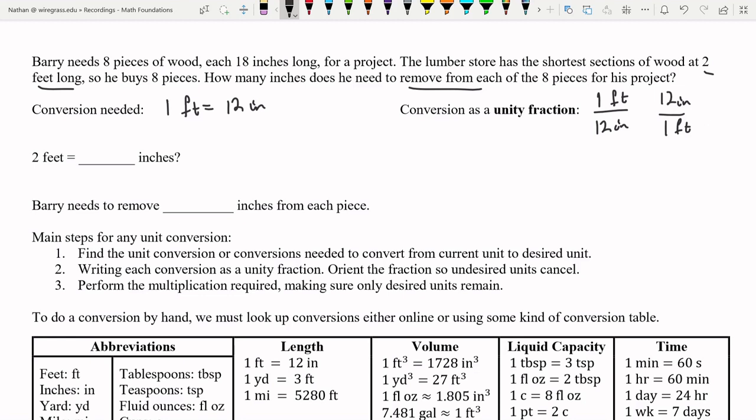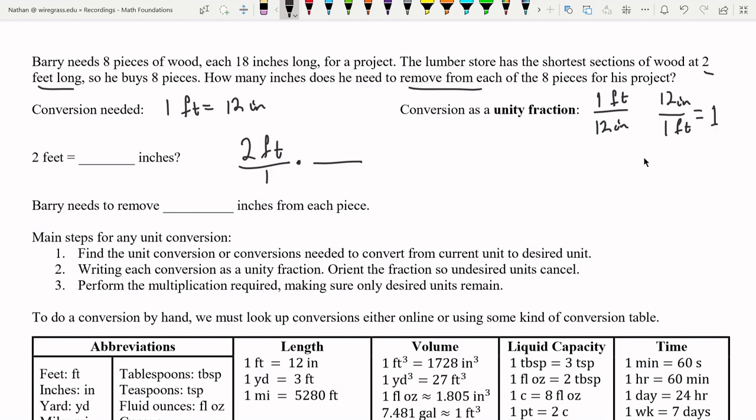It's called a unity fraction because 1 foot is the same distance as 12 inches. So really, this just equals 1. It's the same distance, and so it equals 1. That's why it's called a unity. Now, 2 feet equals how many inches? The way we're going to do this is we're going to take 2 feet and multiply it. 2 feet is the same thing as 2 feet over 1. I'm going to multiply it by one of these two unity fractions.